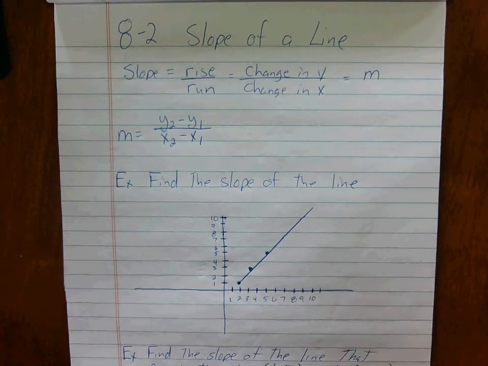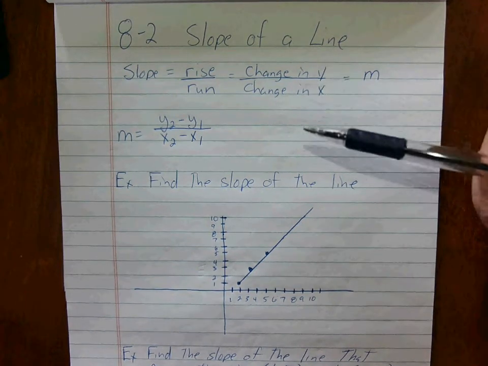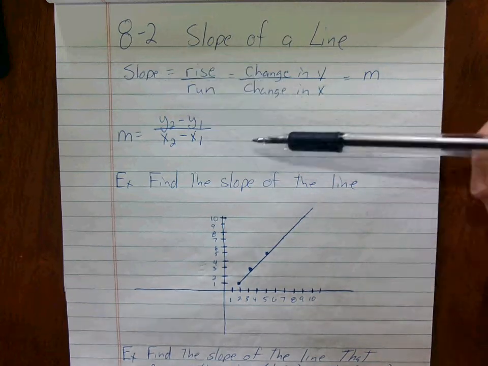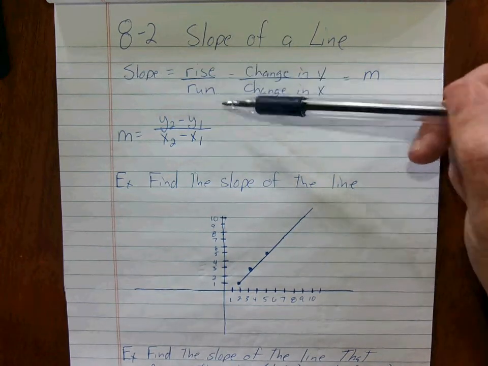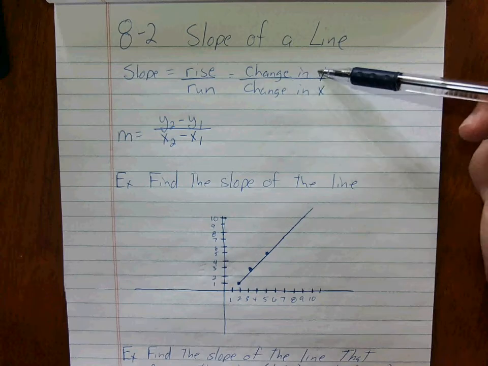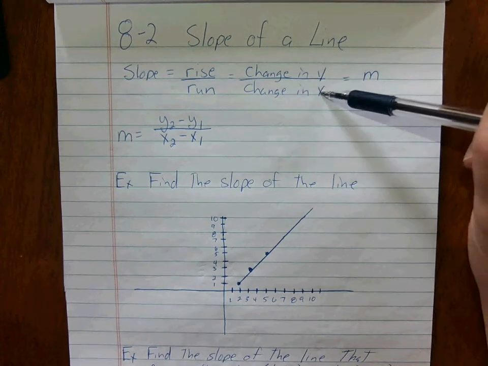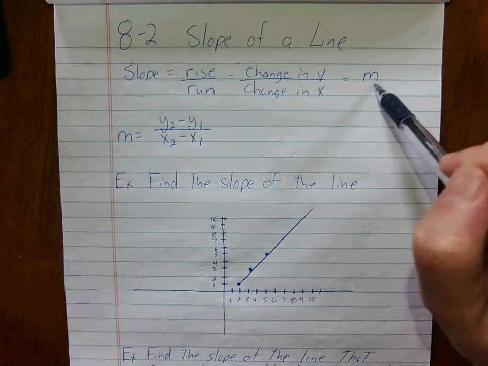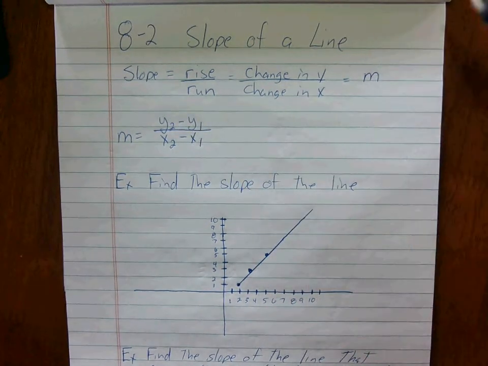We're going to do A-2. This is called slope of the line. So we have some definitions here. First is the definition of slope, and slope in its basic form is rise over run, which is the change in y over the change in x. And sometimes we refer to slope with the letter m, so slope is equal to m.